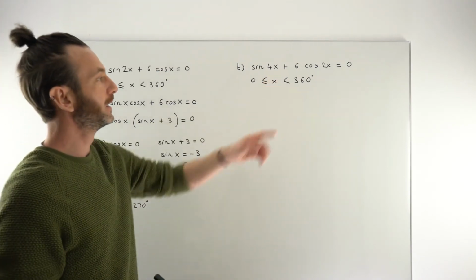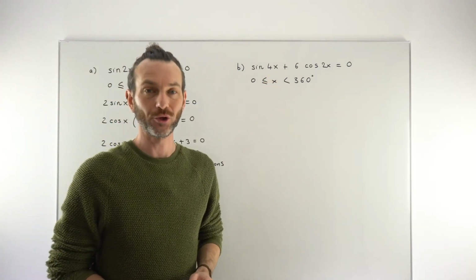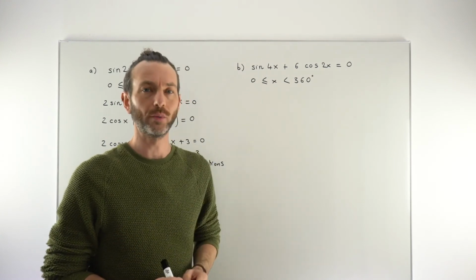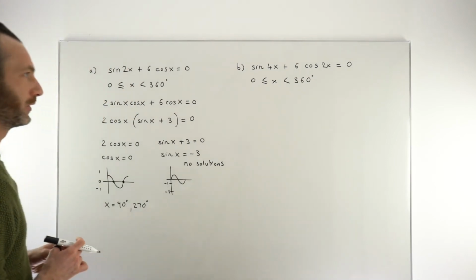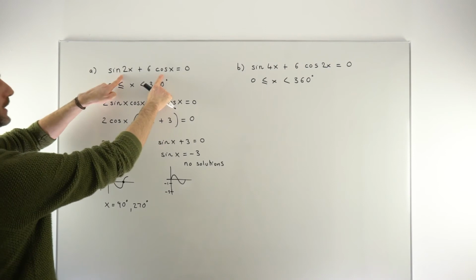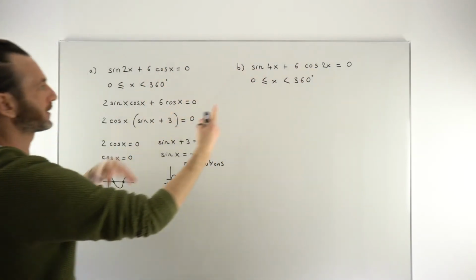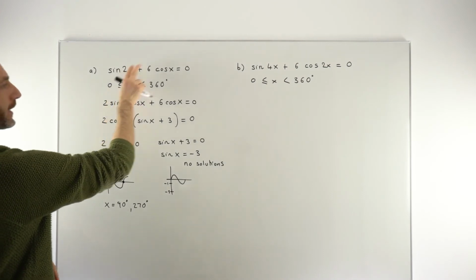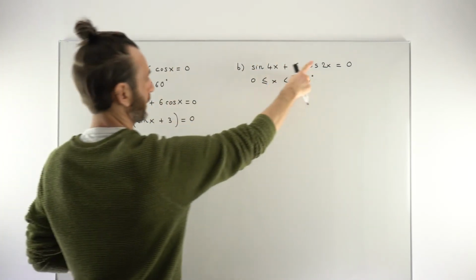Turning to part B, notice that part B is a hence question. In other words, use your result from part A. Also there's only 1 mark on offer, which seems weird, right, given that the question looks quite complex. But if you notice, there's a strong connection between this equation and that equation. All they've done is double the angle. So this 2x has become a 4x, and this 1x has become a 2x.